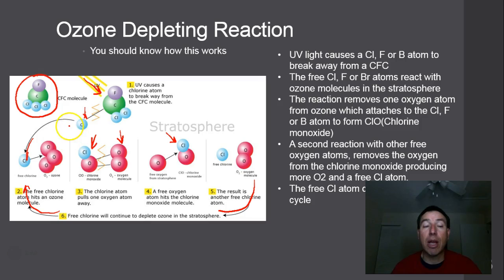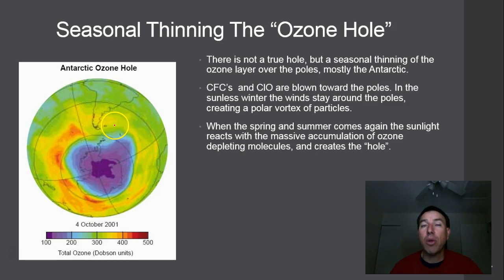The only way to stop this reaction is if chlorine reacts with some other gas up in the stratosphere. So there has to be another gas that the chlorine reacts with that then becomes inert, so the chlorine can't react with ozone. And that doesn't happen a whole lot. So when we talk about the ozone hole, it's not really a true hole. It's what they call a thinning. And the thinning of the ozone hole mostly accumulates around the Antarctic.